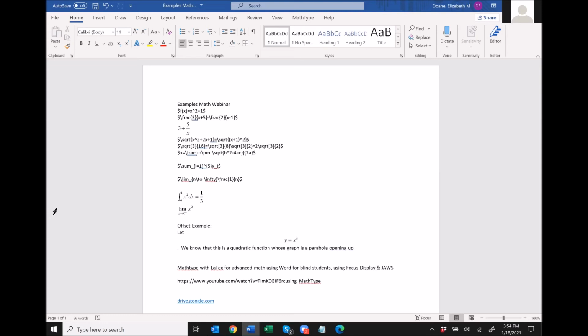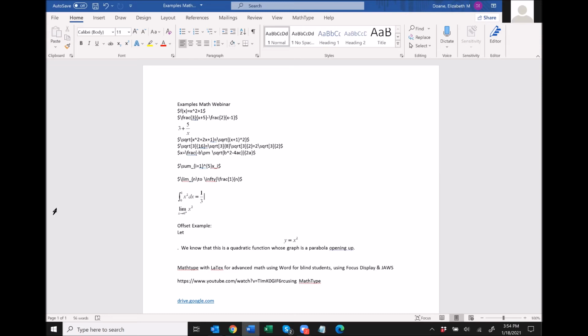And then one last one. Blank. Integral subscript 0 superscript 1 x squared dx equals 1/3. Okay, the integral from 0 to 1 of x squared dx is 1/3. And you use the same structures, but you use your backslash int for integral.